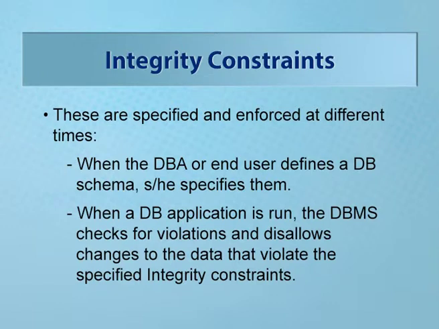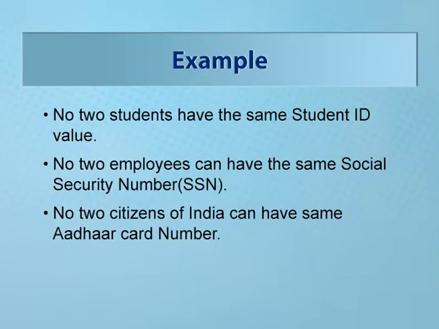This particular restriction can be put either by the DBA when he defines the table or the schema, or else there is another way, that is when a DB application is running, the DB should check for violations and disallow changes to the data that violate the specified integrity constraints. So, in this way you can induce the integrity constraints in two ways. For example, no two students have the same student ID, as I was talking about. No two students have the same student ID value.